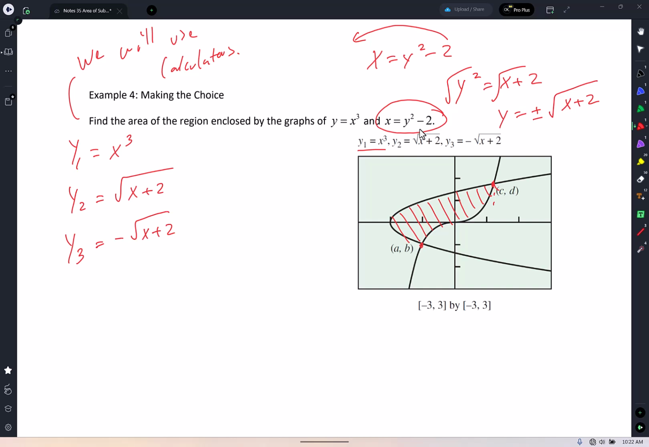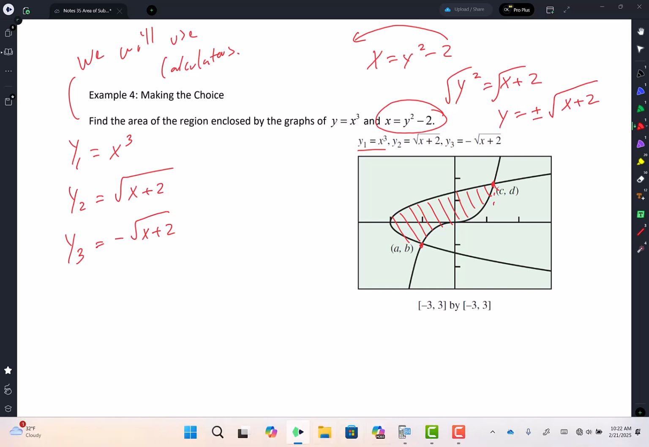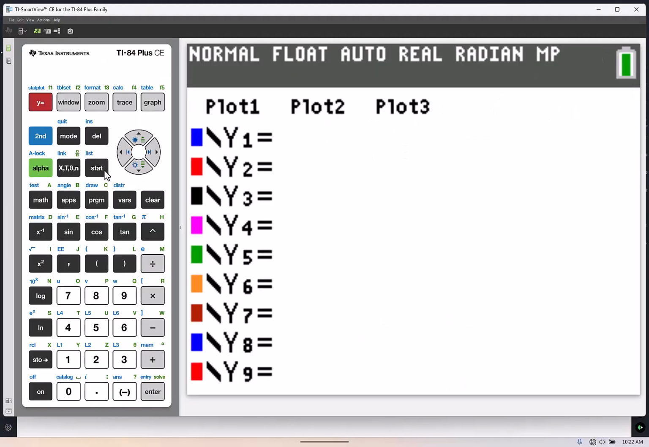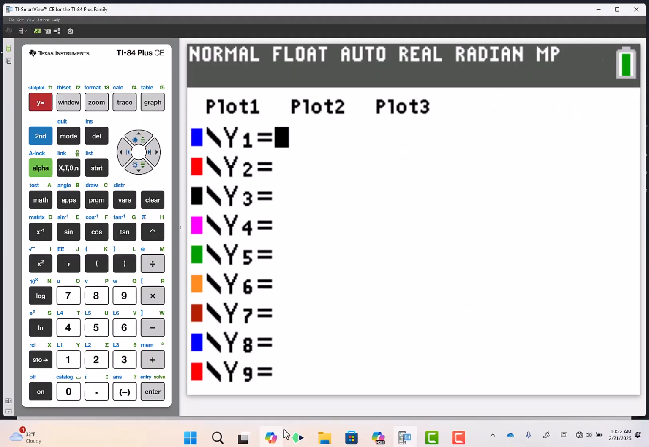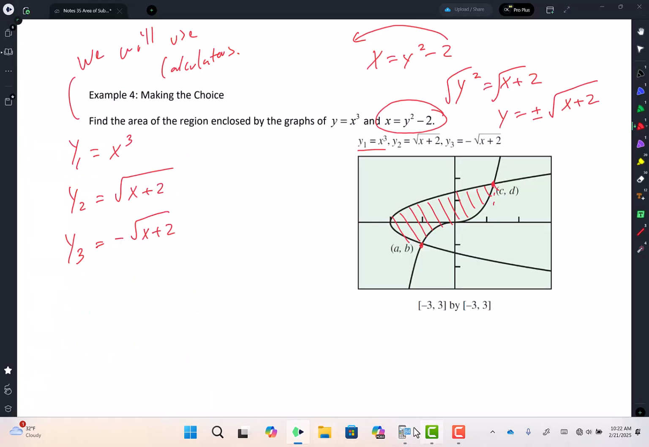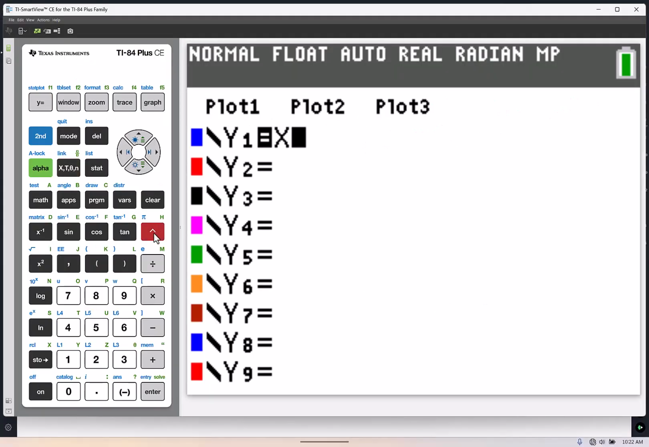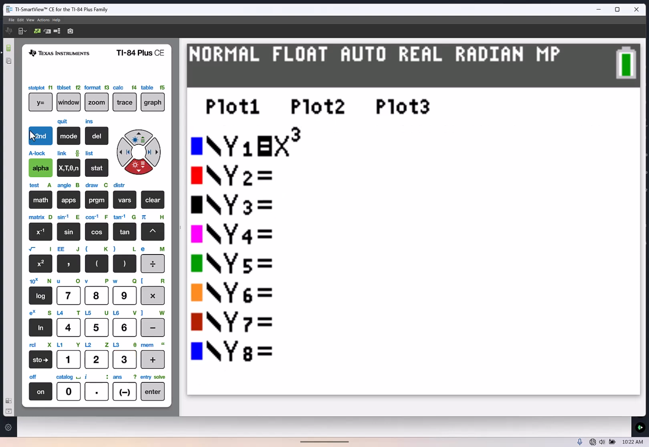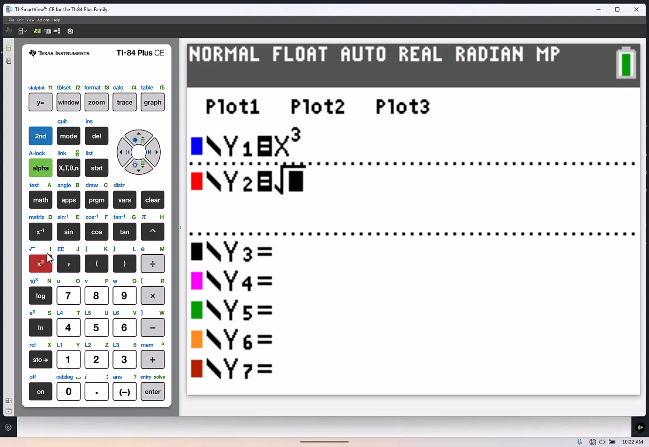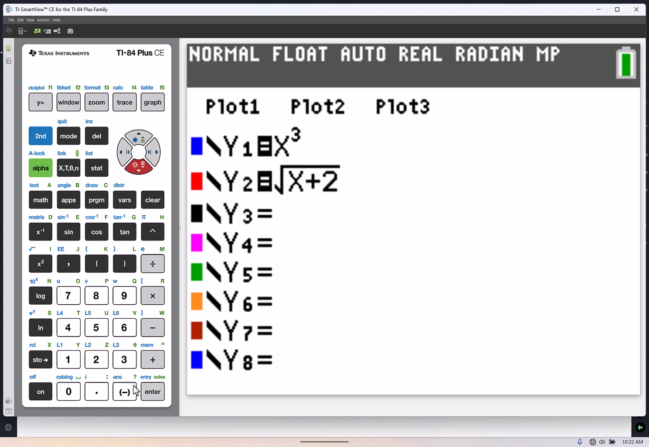All right, so that's the first thing I'm going to do. I'm going to type those three into my calculator. Y1, Y2, Y3. Y1, I already forgot it, man. Short-term memory. X cubed. Help me out here. X cubed. I need to get some sleep. Square root of, what was it? X plus 2. And then the other one's negative.